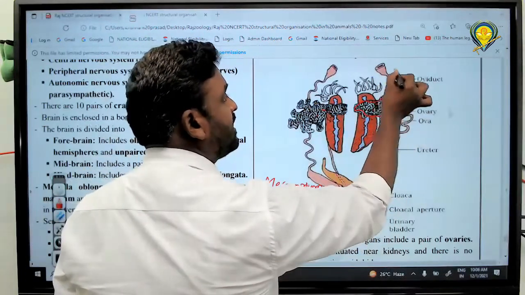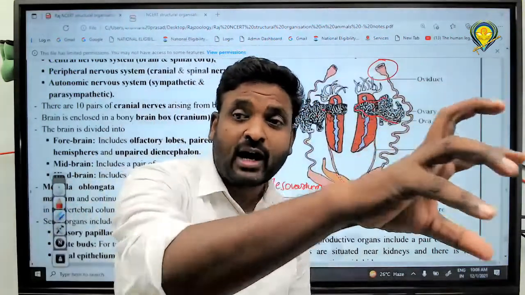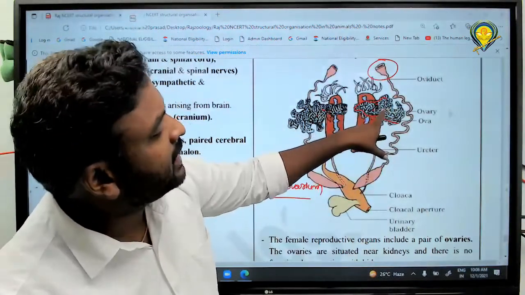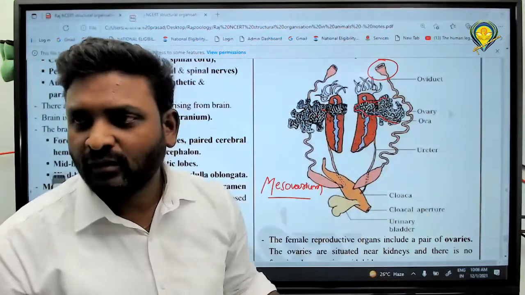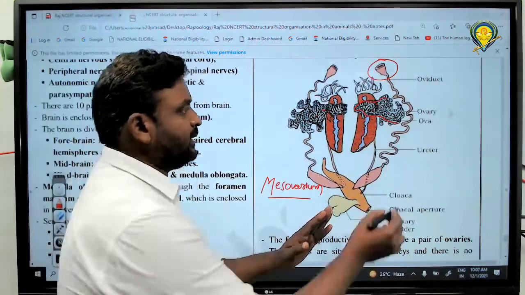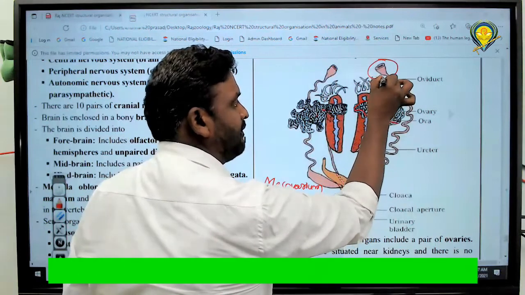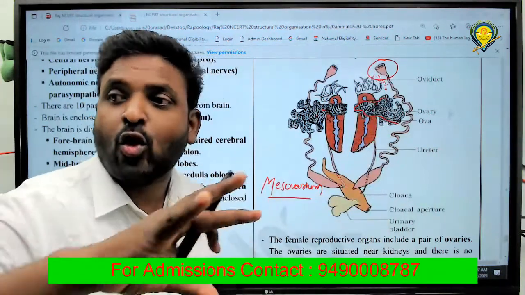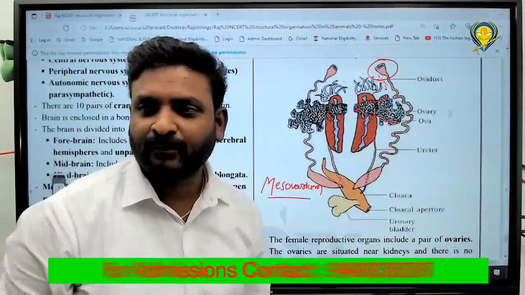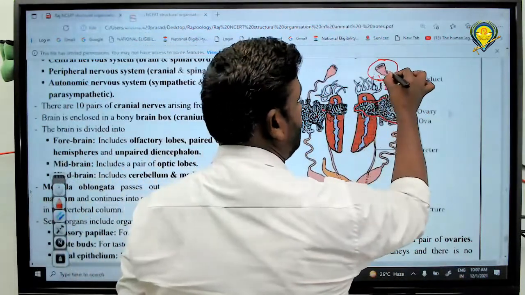Oviduct. At the anterior part of the oviduct is a funnel-shaped structure, which serves in the collection of what? Ovum. Collection of ovum. Could you find any connection between ovary and oviduct? Then how? You have to believe it, all of you, please listen to me carefully. Ovaries release ovums into the body cavity. Those ovums are collected by what? Oviduct, a funnel-shaped structure. Did you understand? And the funnel-shaped structure is called ostium.